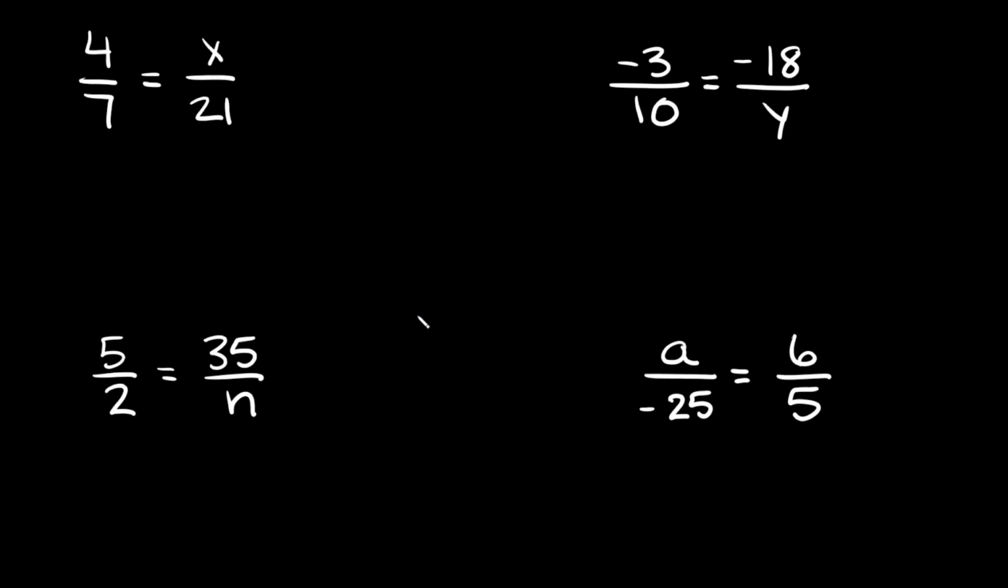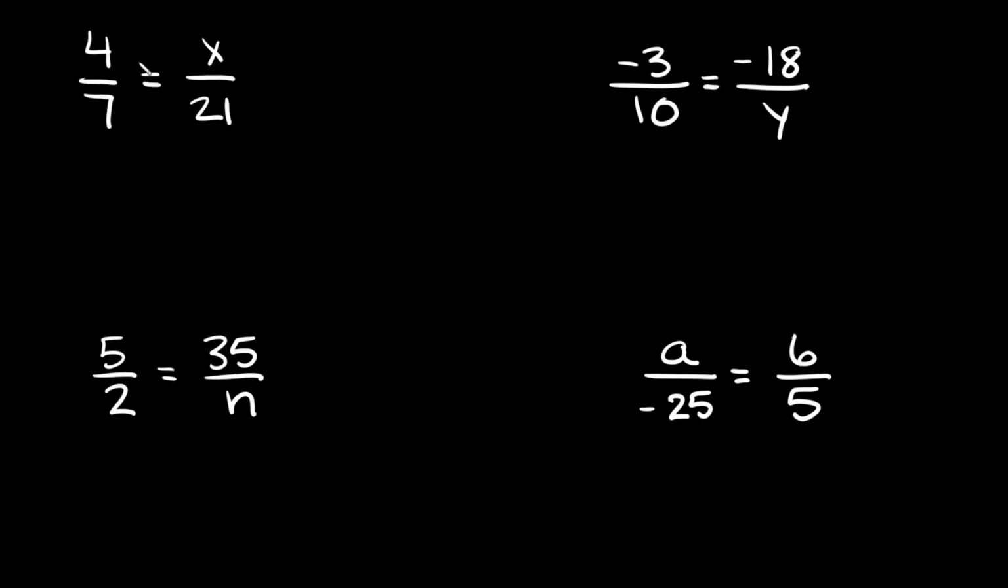So in this video, I'm going to teach you how to solve proportions that have variables in them. There's kind of two main methods you can use to solve for these. The first one that I'm going to show you is cross multiplication, okay? So let's start with this first example right here. 4 over 7 is equal to x over 21. Okay, so how do you solve for x right here?